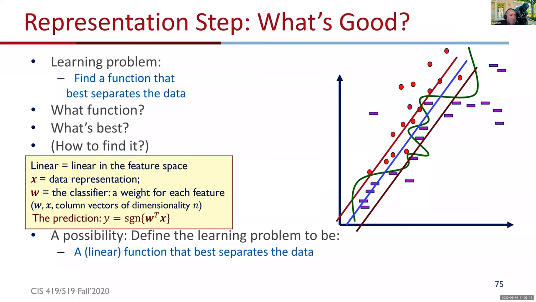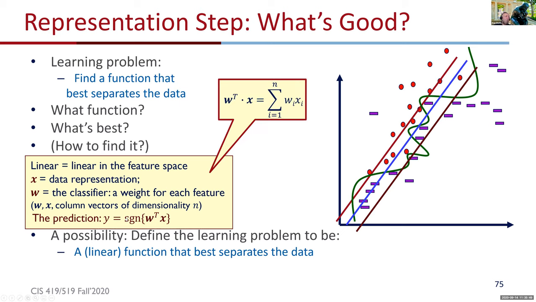So when I say linear here, I mean linear in the feature space. So I'm going to denote here by X my data representation. It's going to be the sentence, the vector encoding of the sentence. W is going to be my classifier. Think about it now as a weight for each of the features. So W and X are going to be column vectors of dimensionality N, let's say 50,000 here. And my prediction is going to be the dot product W transpose X, and I'm going to take a sign of it.